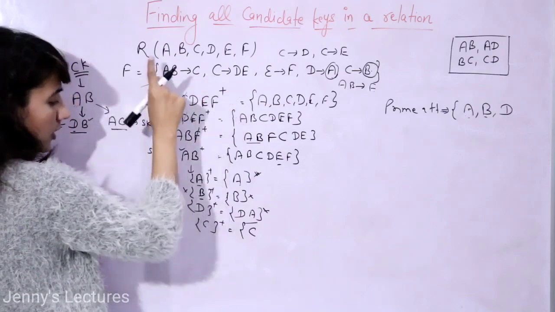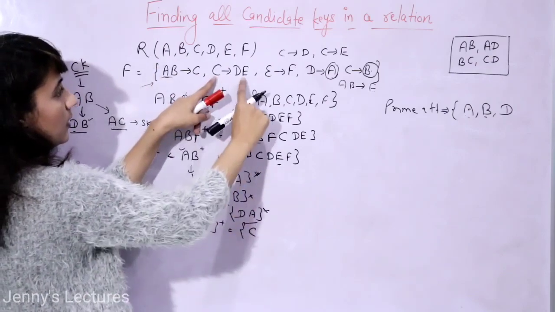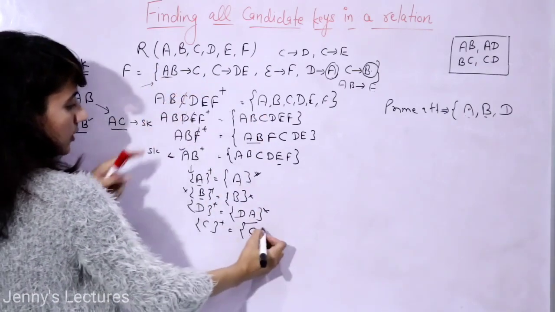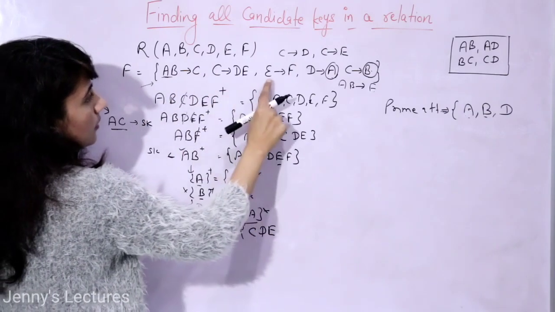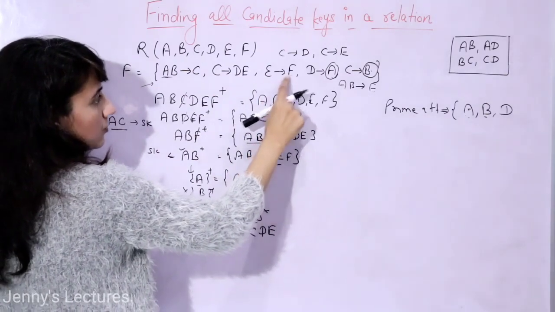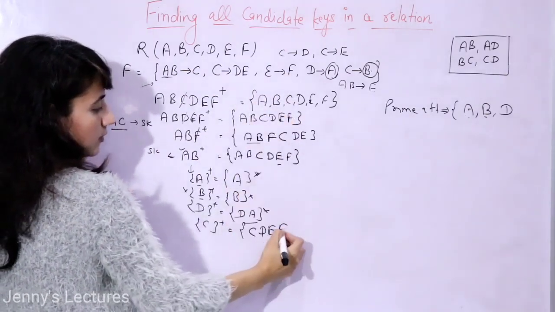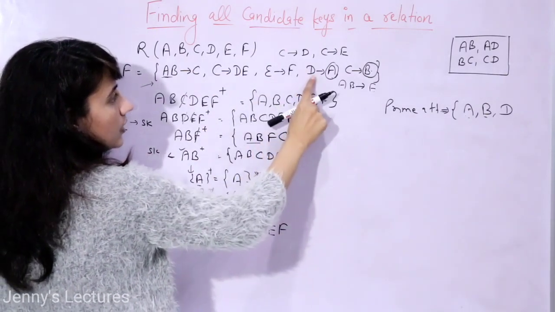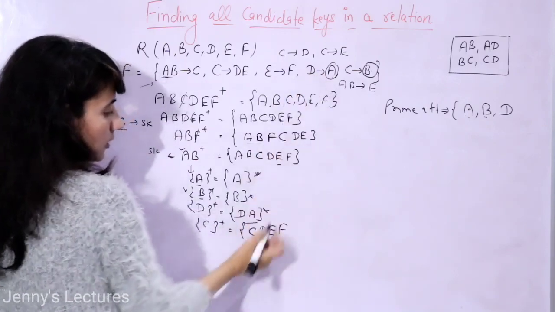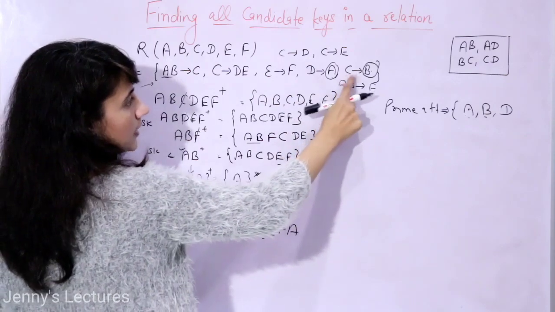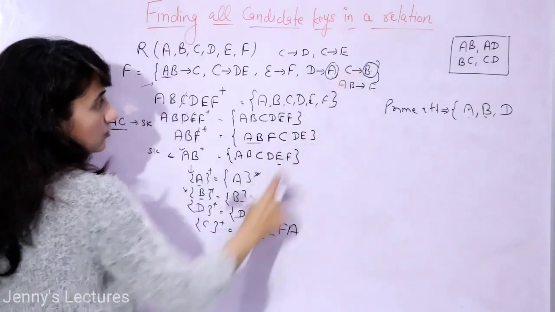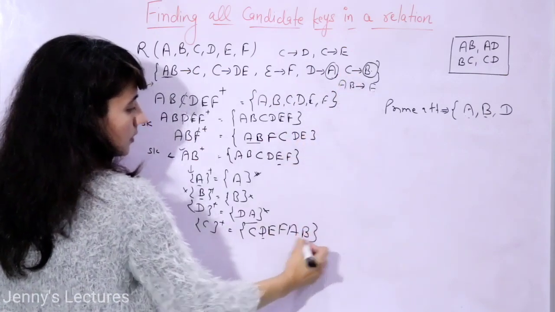In the functional dependencies, now C can determine D. Do you have C? Yes, I have C. So I can write down here D, E. Now E can determine F. Do you have E? Yes. So I can determine F. Now D can determine A. Do you have D? Yes, I have D. So I can determine A. C can determine B. Do you have C? Yes, I have C. So I can determine B.